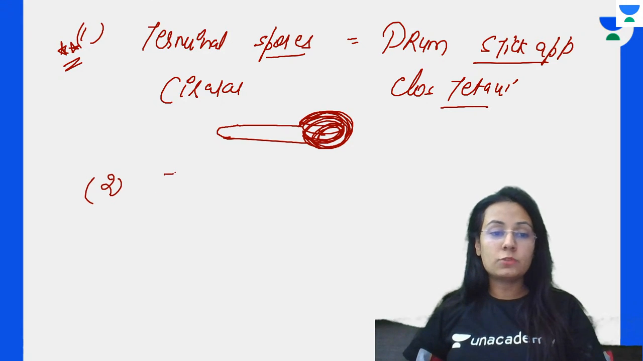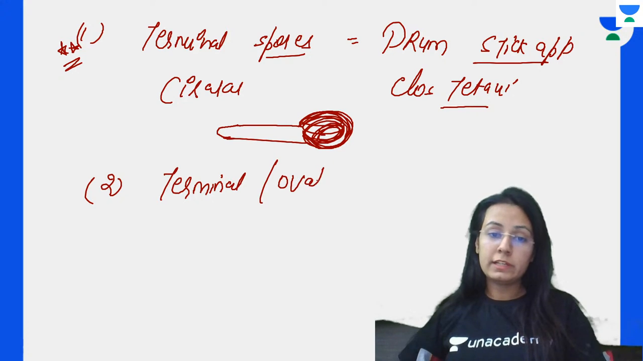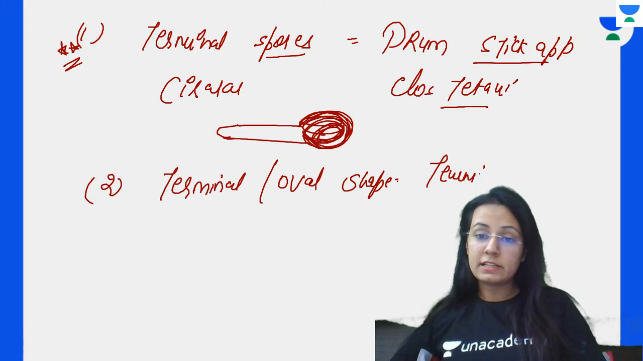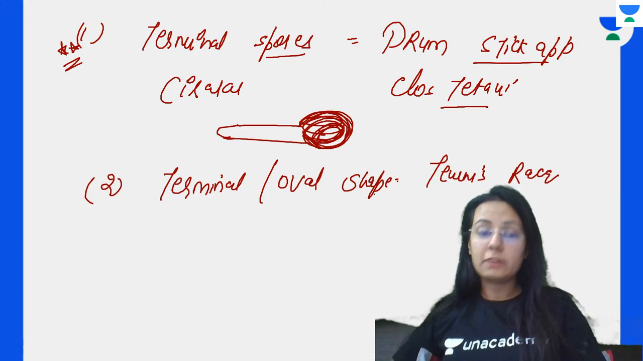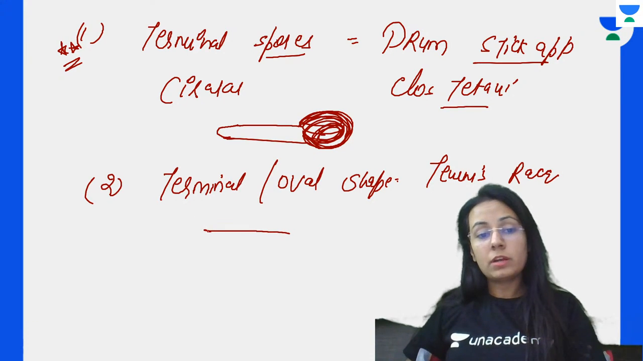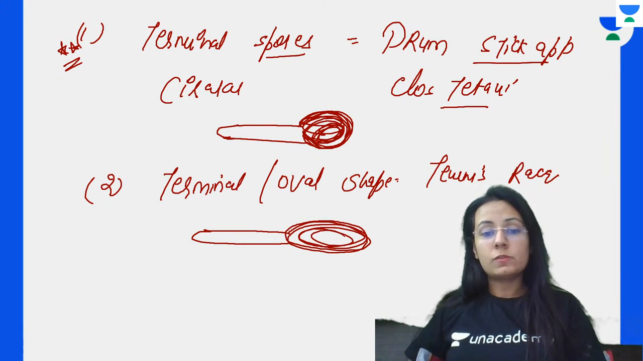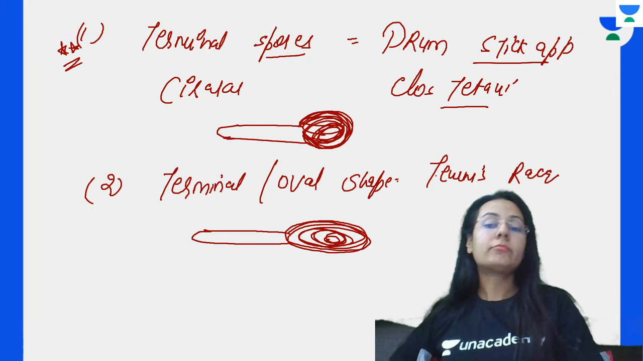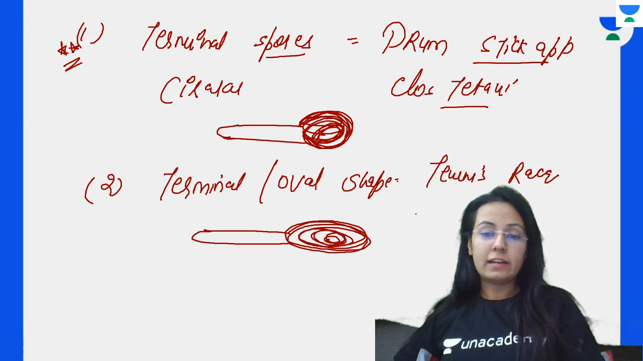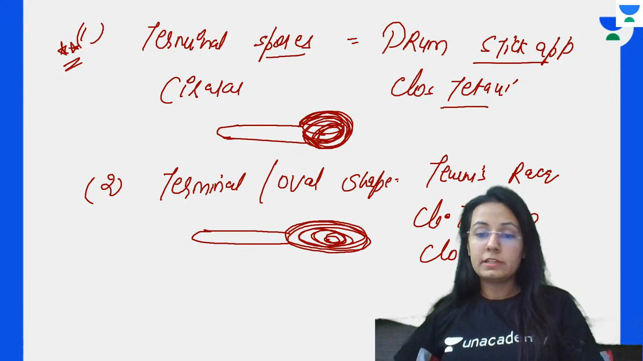Now another is terminal spores where the spore is terminal but oval in shape, giving the shape of a tennis racket. Although it is a terminal spore, it is oval in shape, giving the appearance of a tennis racket. And where is it present? It is present in Clostridium tertium and Clostridium difficile.